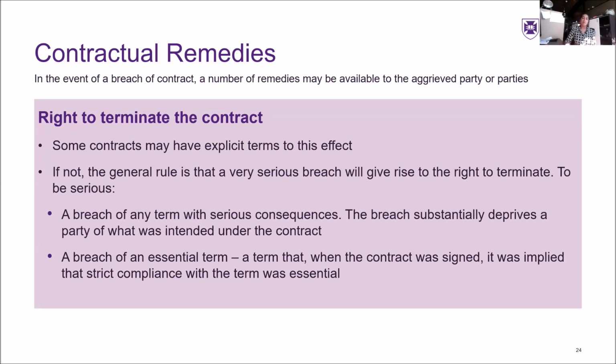So that when the contract was signed, it's implied that strict compliance with that term was going to be essential. And as I mentioned, a breach of a term or breach of contract does not automatically terminate the contract. It creates a right in favor of the non-breaching party to terminate, but the non-breaching party gets the option to decide whether to terminate, or they can continue to keep the contract on foot and potentially maybe just seek damages for the breach or specific performance to rectify something. So there are options. It's not automatic.